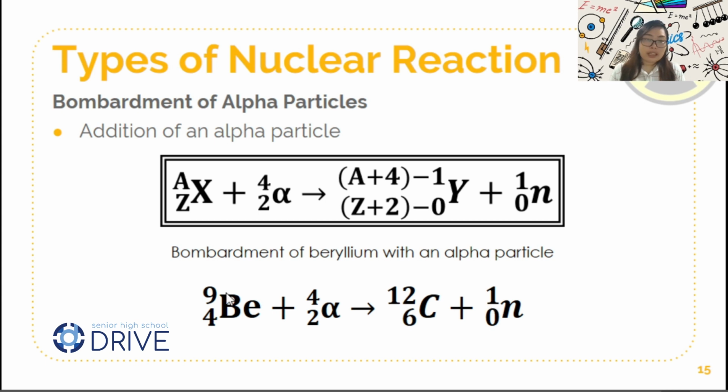So if you take a look at the atomic masses, 9 plus 4 is 13. Then 12 plus 1 is also 13. 4 plus 2 is 6. Then 6 plus 0 is also 6. So this one is a balanced nuclear reaction.